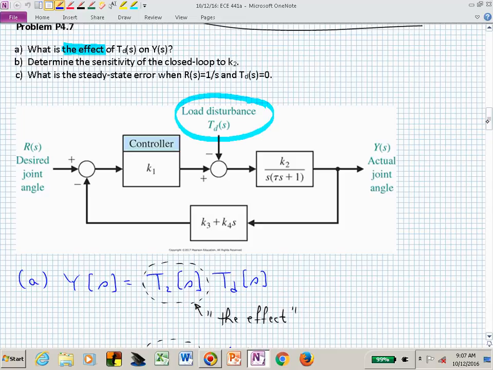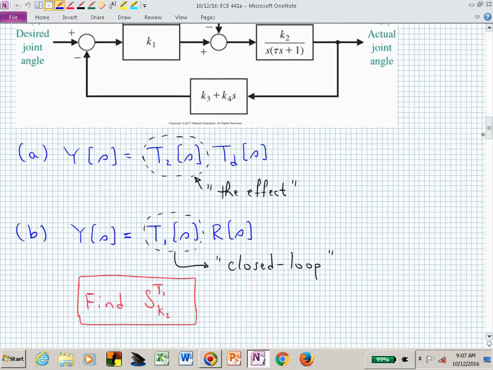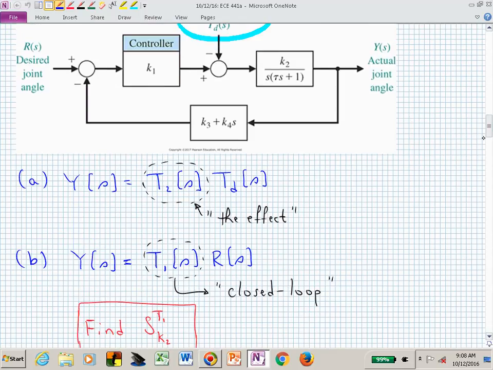Then you need to find the sensitivity of the closed loop to K sub 2. Well, now the closed loop is not the transfer function you found in part A. The closed loop is between the reference input, R, and the output, Y. And once you've found that transfer function, now you perform this sensitivity expression of T1 with respect to K sub 2, and you now have to find where K sub 2 is in this transfer function T sub 1 and take all of these partial derivatives to compute the sensitivity.